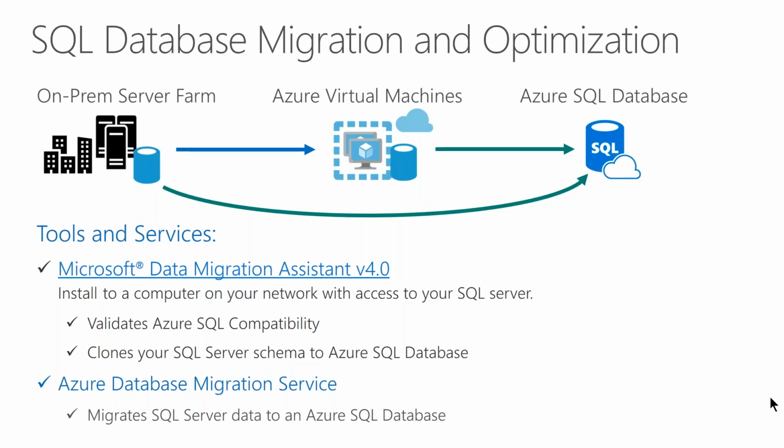It can run on the database server or preferably another machine. And what this will do is validate your Azure SQL compatibility, and it will also clone your SQL Server schema to the Azure SQL database. This is part of the migration process. Then on the Azure side, we have the Azure Database Migration Service. Once you've cloned your schema across, it will handle the large-scale data transfer and migrate your SQL Server data to your Azure SQL database instance.